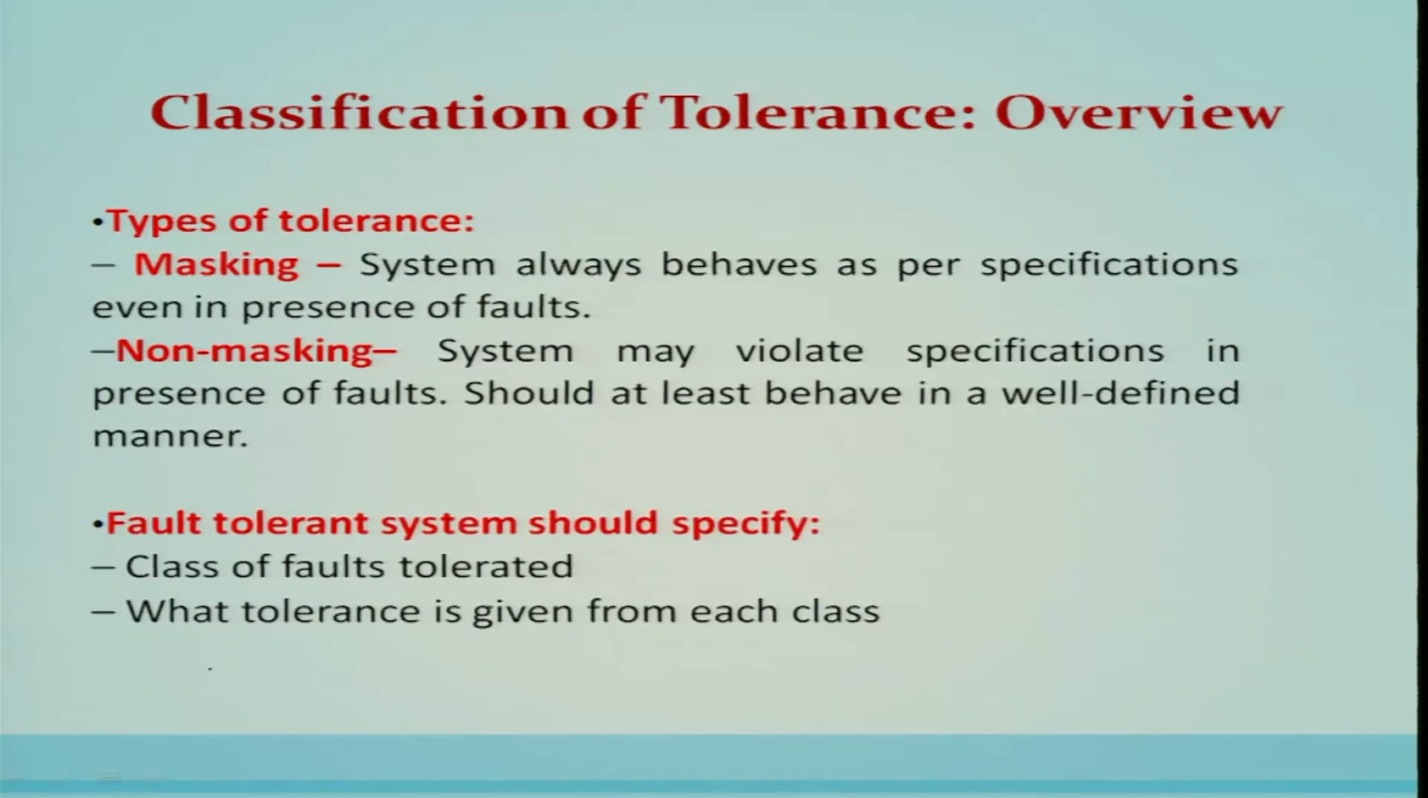Now classification of tolerance. Type of tolerance: masking, where the system always behaves as per the specification in the presence of faults, that means faults are masked. Non-masking, where the system may violate the specification in the presence of faults, but should at least behave in a well defined manner. A fault tolerant system should specify the class of faults tolerated, and what tolerance is given for each class. So these are some of the requirements.